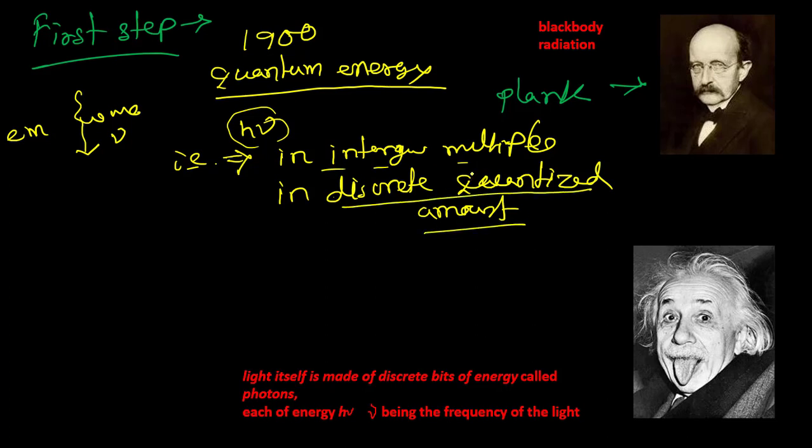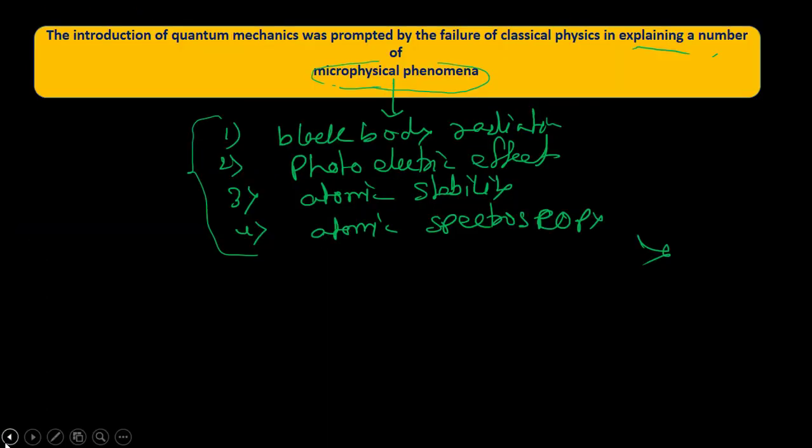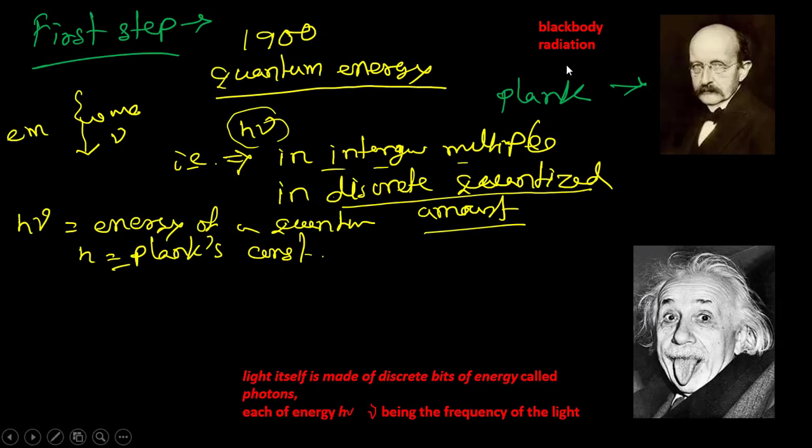So Max Planck showed us this, where h nu equals the energy of a quantum, and h is what we call Planck's constant. We must remember what we are trying to do: we are entering into the quantum arena from the classical arena. So the first step was taken by Max Planck, and he observed these things.